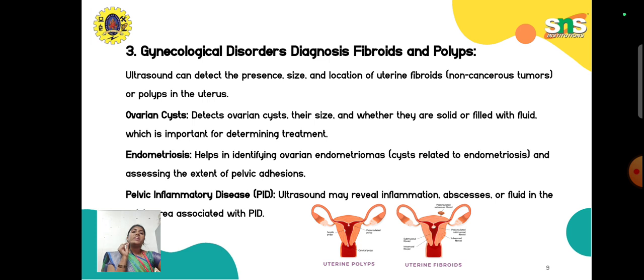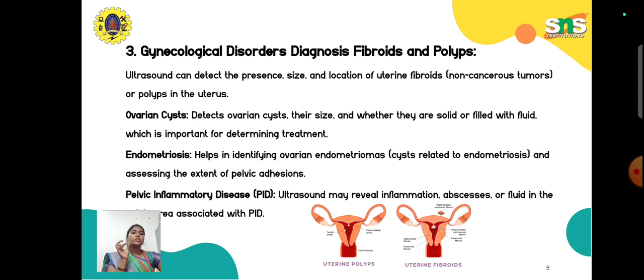And ovarian cysts: a cyst may be a fluid-filled cyst or a solid cyst. Ultrasound helps to detect ovarian cysts and their size, and whether they are solid or filled with fluid, which is very important for determining the treatment, because later on they may turn into fibroids with a higher chance. This is the reason we have to take immediate action at an early stage.